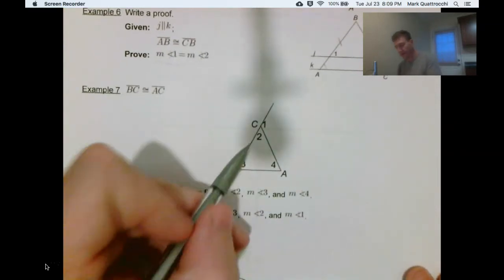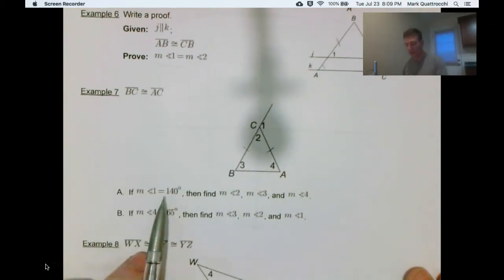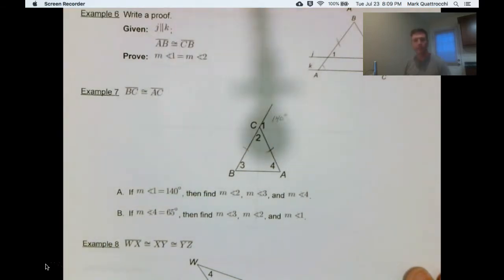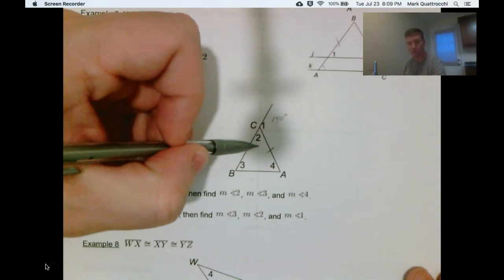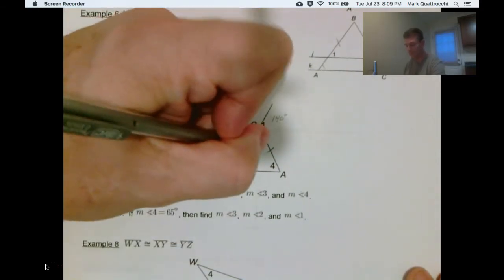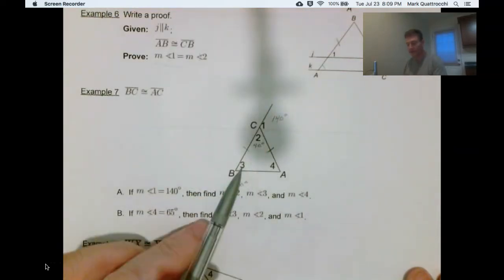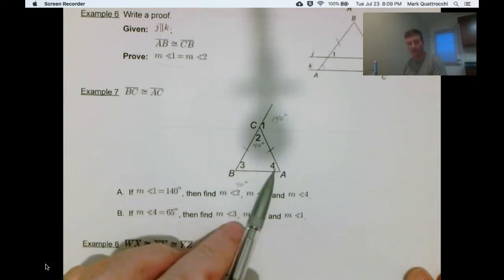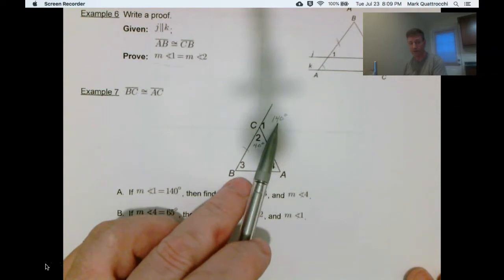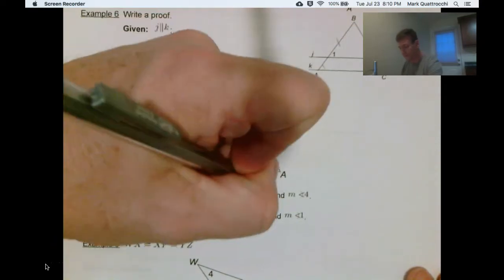BC is congruent to AC. If angle 1 is 140, then the measure of angle 2 will be 40 degrees. Triangle ABC is isosceles. Angles 3 plus 4 have to equal 140. They also have to be equal to each other, so each one is 70.